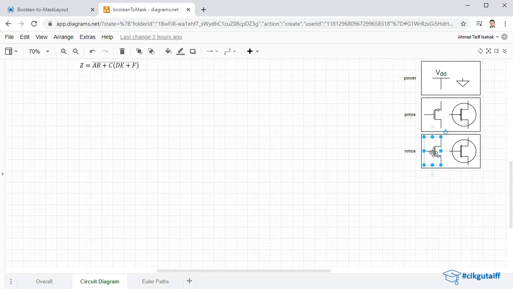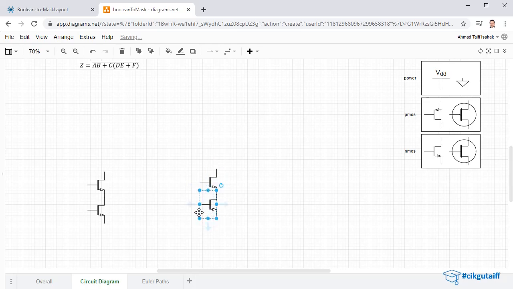So let's start with an NMOS. This is going to be our A and B. So A and B means they need to be connected like so. All right, we have a D and E that is also ANDed, so there must be a D and E somewhere that are ANDed together.